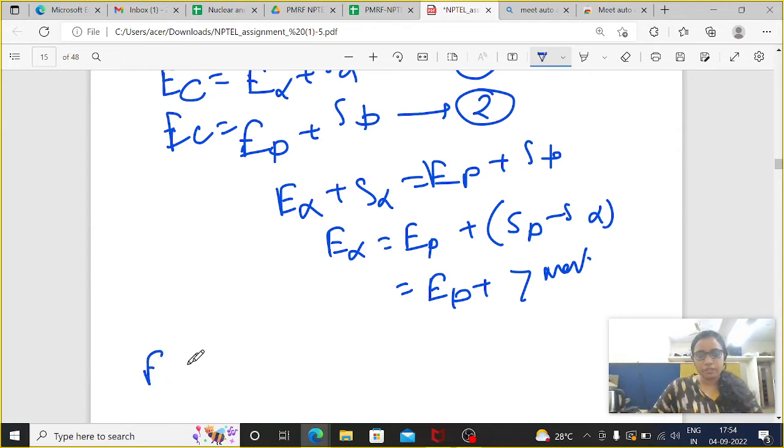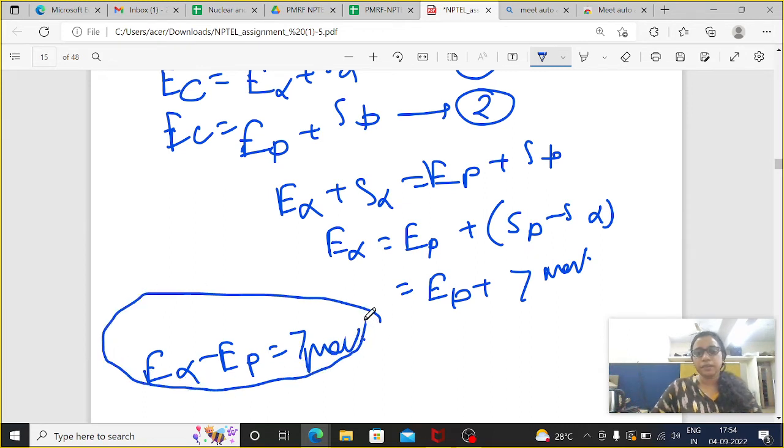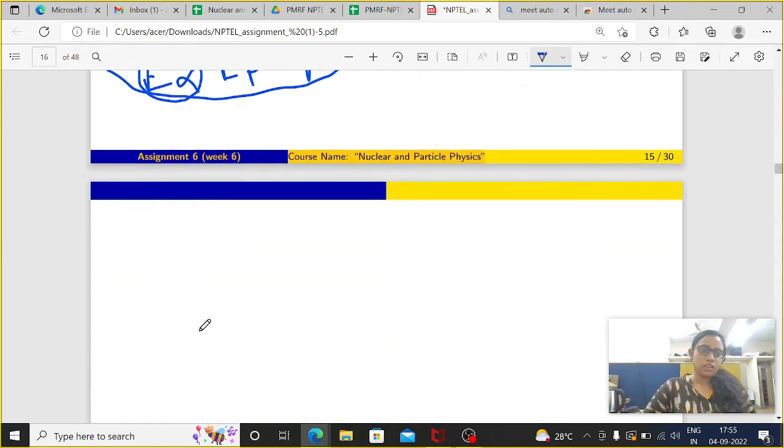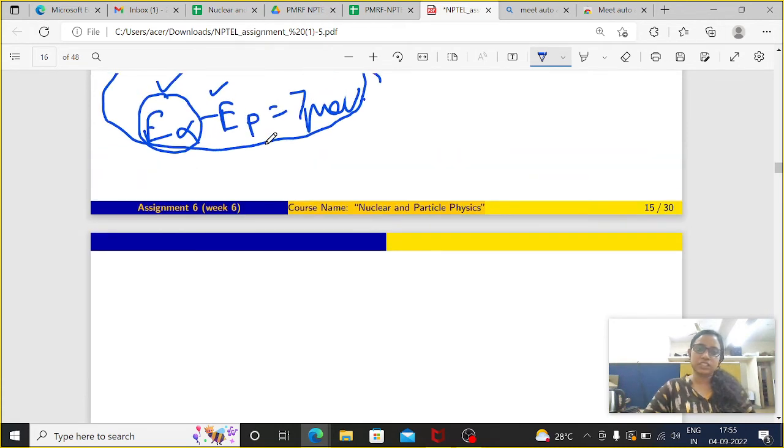Then what will that be? E alpha minus EP will obviously be 7 MeV. That's why we need 7 MeV extra for the alpha particle as a projectile to have a reaction that is comparable to the reaction with proton as a projectile. Fine. So this type of thing is there.